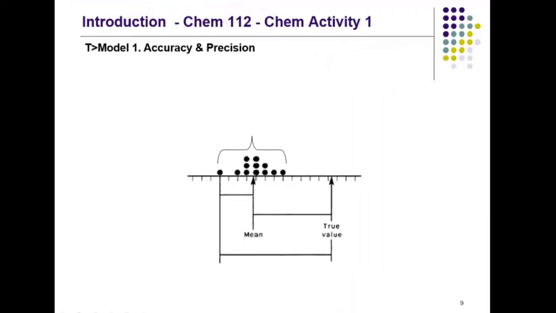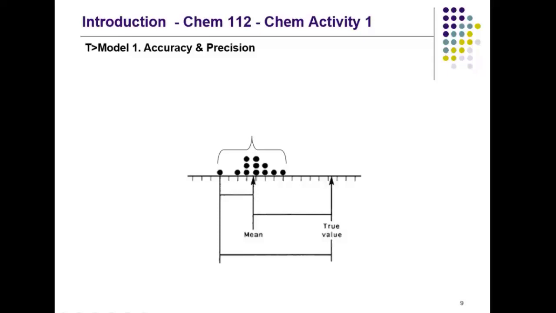I would like you to imagine that we have collected a number of pieces of data, and this data is represented by the little dots that are on the scale. I have indicated where the true value is. I've also indicated that because each of those dots is a piece of data, we can find the average or the mean. Considering this diagram and then considering the definitions that are given under Teaching Model 1 for accuracy and precision, I would like you to think about where in the diagram the concept of precision is represented, and where in the diagram the concept of accuracy is represented.